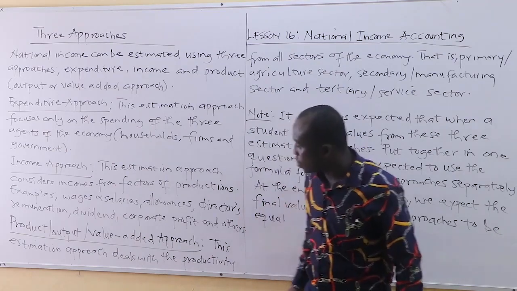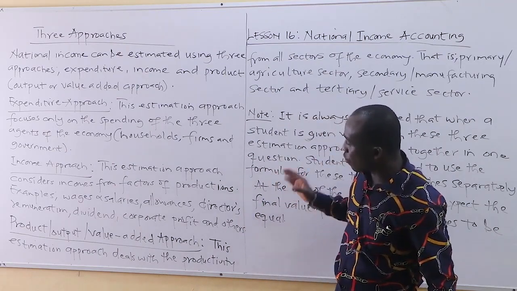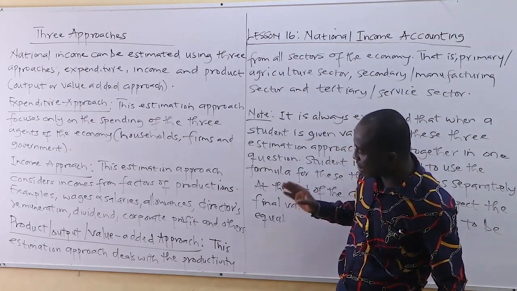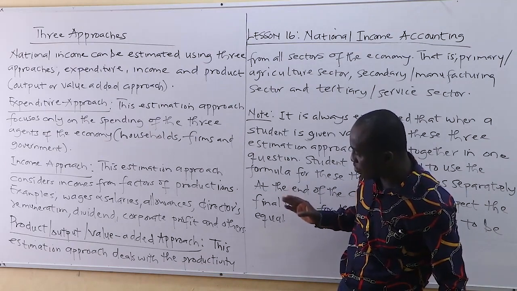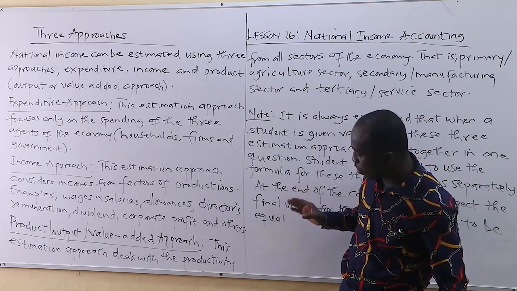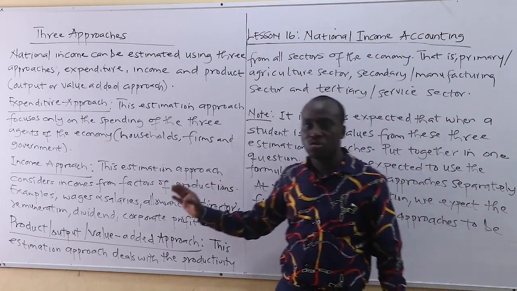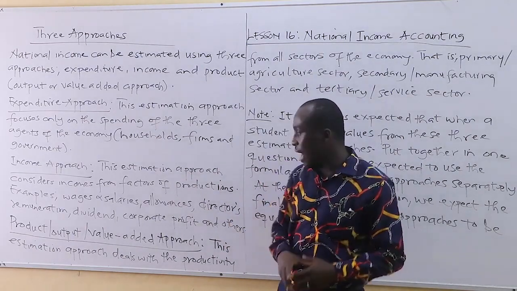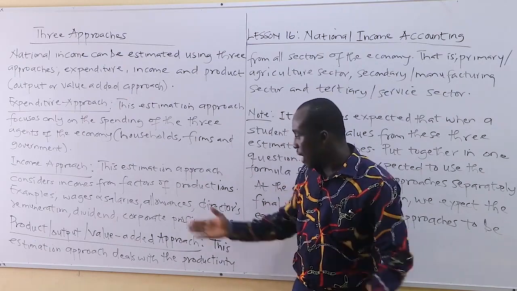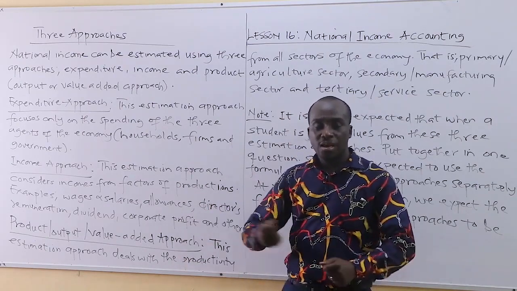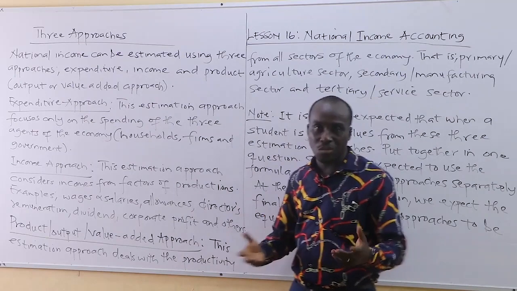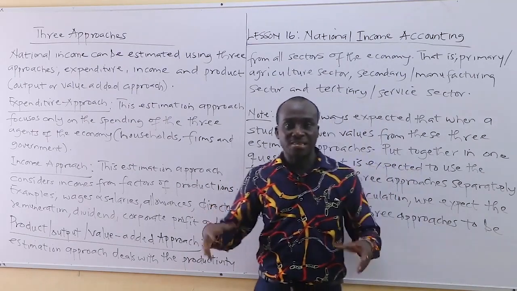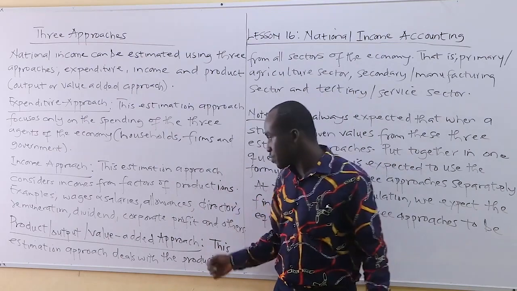What about income approach? This estimation approach considers incomes from factors of production. Example, wages and salaries, allowances, directors' remuneration, dividend, corporate profit, and others. So with the income approach, you're looking at incomes earned. What are incomes earned? Money earned, like wages and salaries, allowances. You know allowances, when you earn, every month they give you some allowances, some money you keep on yourself aside your salary. Directors' remuneration, managers, their salaries and allowances.